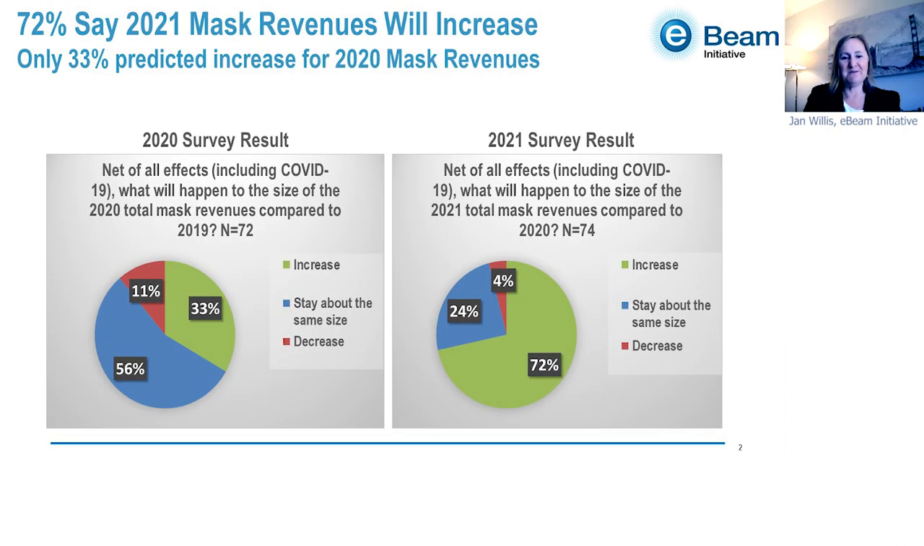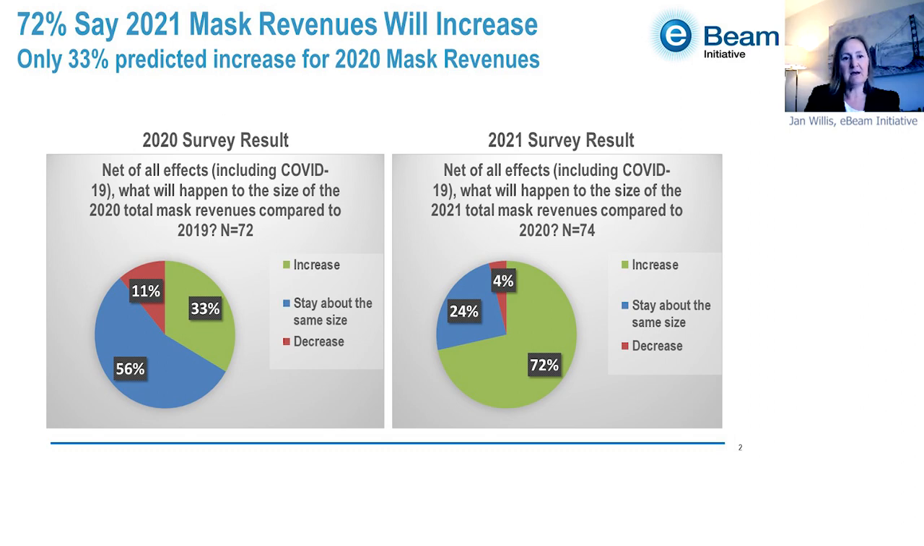In our first result, you'll see in the chart at the bottom right that 72% this year say that 2021 mask revenues will increase. That contrasts to only 33% who were that positive last year and predicted an increase for the 2020 revenues. In fact, according to SEMI's annual Photomask report, the revenues in 2020 were $4.4 billion compared to the revenues in 2019 of $4.1 billion.